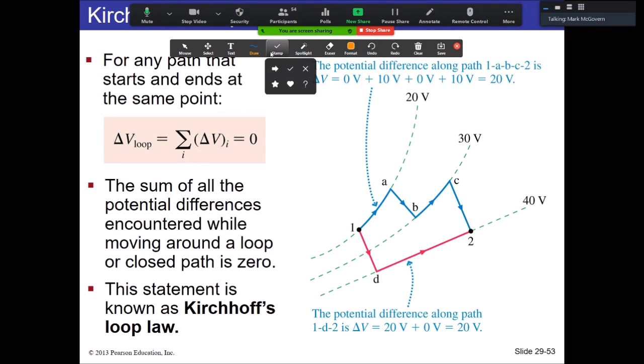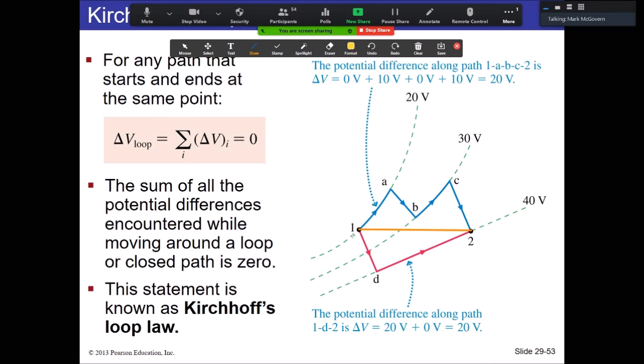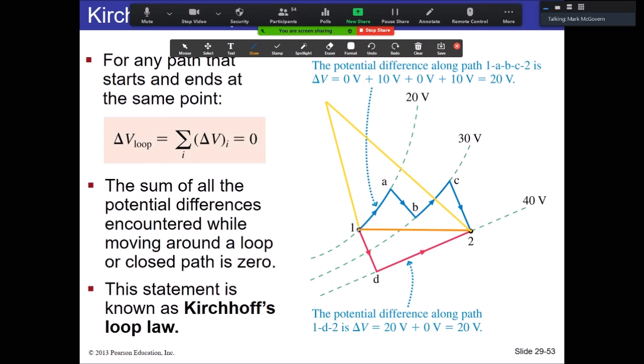Now, are those the only paths I can take? Certainly not. I can take this path right here. I can do that. What else can I do? I can do this path. I shouldn't use red. We already have a red. Let's go for yellow here. I can go up like this and down like this. Let's do white. I can go this way, and then I can go this way. You see that? You don't, because I did white.